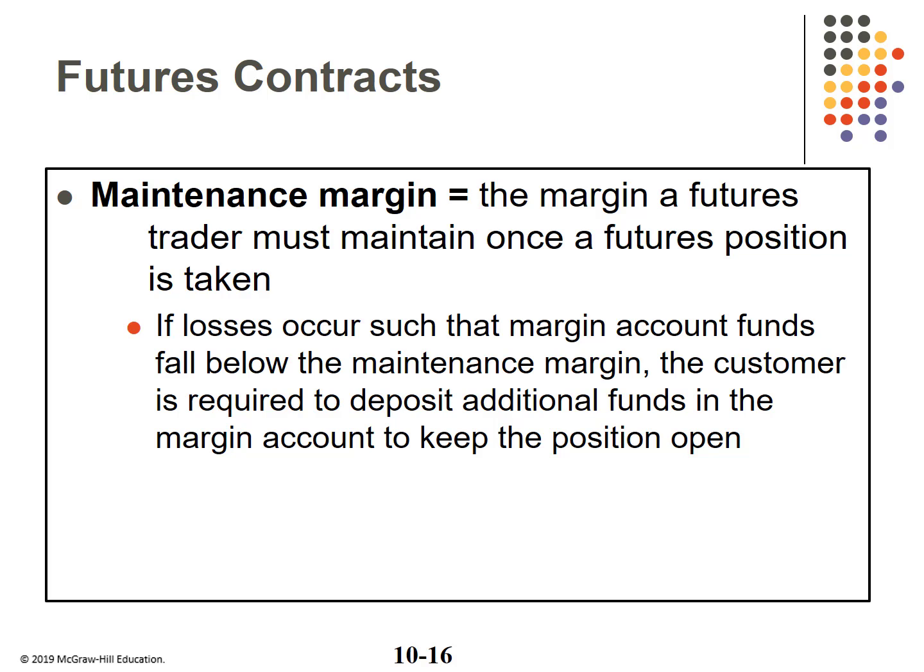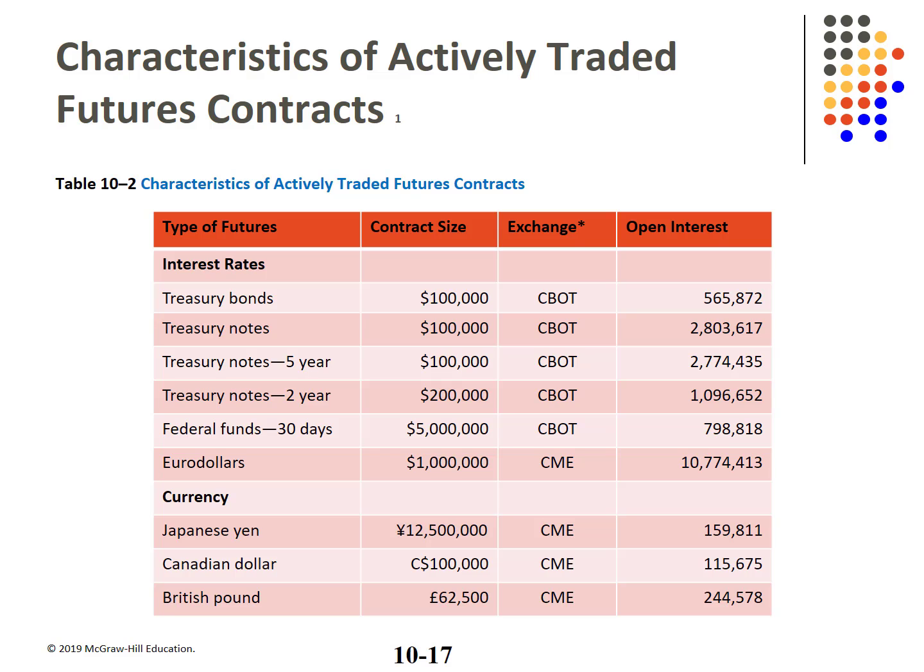Initial margin has to be paid at the time the contract is entered. Maintenance margin is the level the trader must maintain during the life of the contract. If the maintenance margin level in an account falls below the minimum, then the trader will get a margin call and have to either deposit funds to bring it back up to the initial level, or the position will be closed.